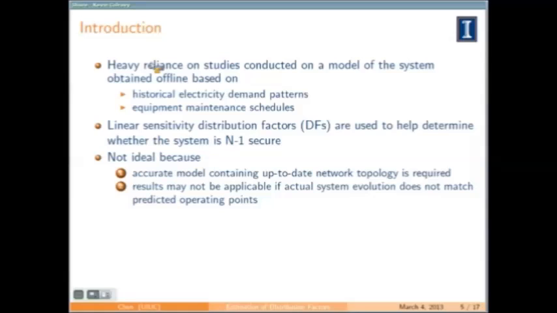These studies aren't ideal because, of the two items that I just mentioned, an accurate model containing up-to-date network information is required, which may not always be available. And these results, even if the network were correct, may not even be applicable because the system evolution may not match any of the operating points that were predicted during these offline studies. This is actually reflected in the San Diego case, in which operators didn't know that there was some kind of network change outside of their system. So the state estimator actually gave the wrong results because there was not enough correct information.